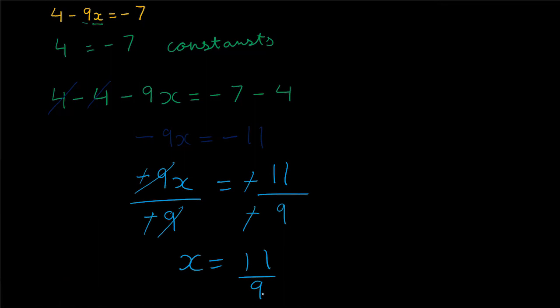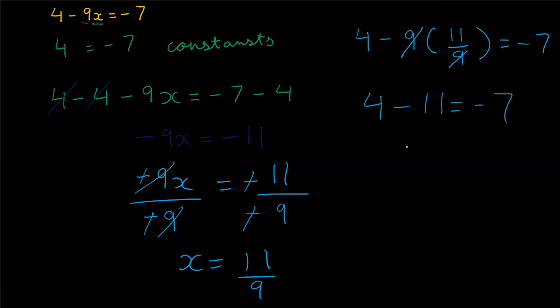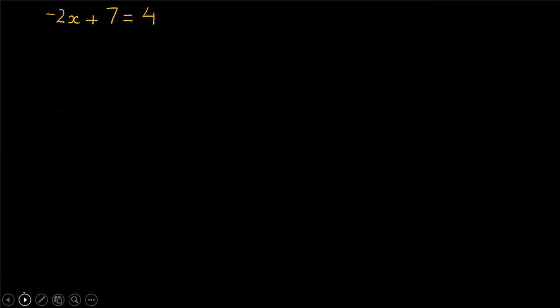And so we can test this just as we did in our other examples. So we go 4 minus 9 times 11 over 9 equals minus 7. And so the 9 and the 9 cancel each other out. So we're left with 4 minus 11 equals minus 7. And so our answer is correct because negative 7 equals negative 7. And so we have proved that in this equation, x equals 11 over 9. Cool. Let's go on to our very last example.